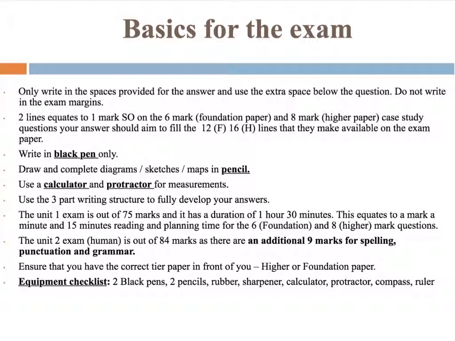Make sure that you have the correct tier paper in front of you, higher or foundation. If you're not sure which you're entered for, please come and talk to your geography teacher before the exam. Your equipment checklist: I think you are provided with a pencil case that will have everything for you, but for peace of mind, 2 black pens, 2 pencils, a rubber, sharpener, calculator, protractor, a compass and a ruler is what you are allowed to have for this exam.